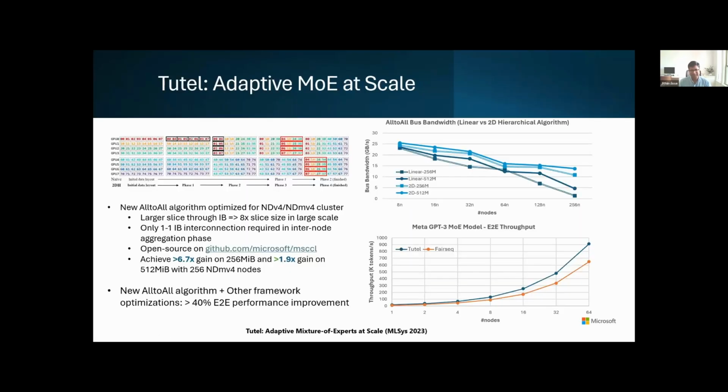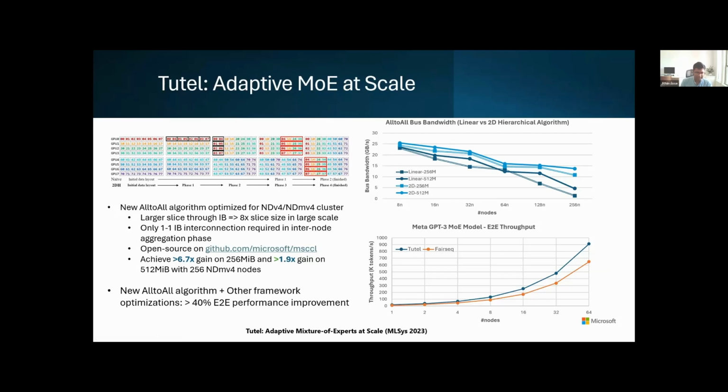And quickly jumping back to the original point that I was trying to make: software coming into play and improving the performance, which is something MVAPICH2 does quite a bit, especially when it comes to collectives. So this is Tutel, one of the recent papers from our group. What we did was we improved the all-to-all algorithm in the MoE model.